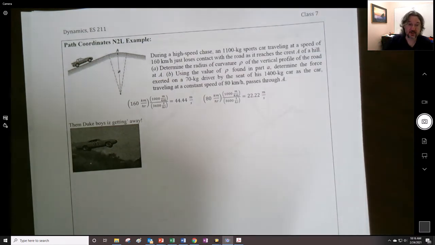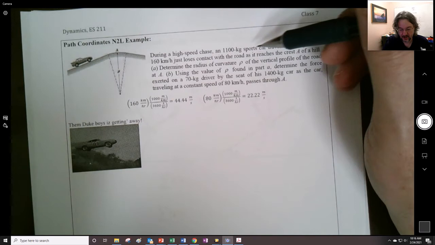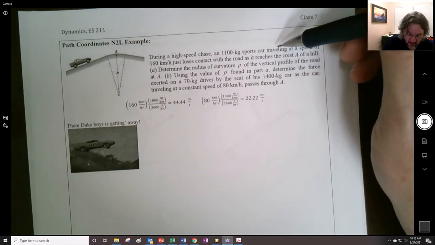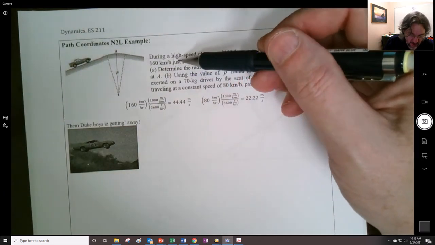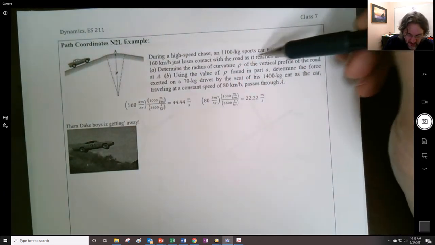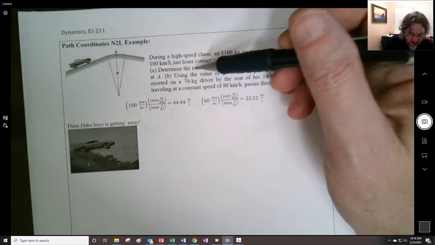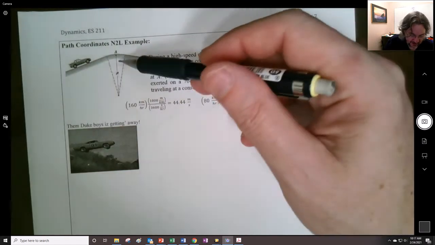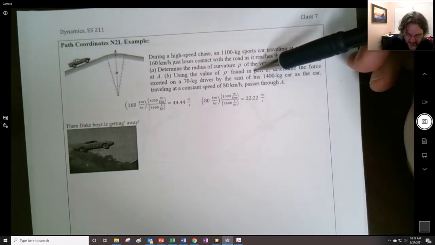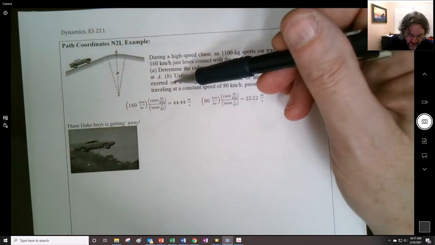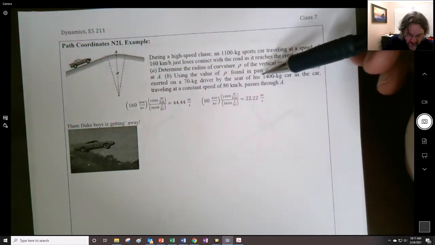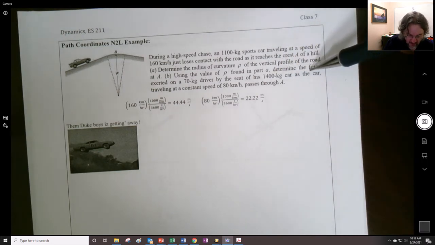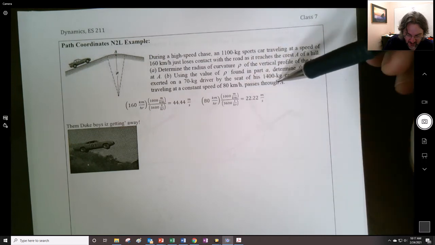During a high-speed chase, a 1,100 kilogram sports car, the Duke boys, traveling at a speed of 160 kilometers per hour, just loses contact with the road as it reaches the crest of a hill. Determine the radius of curvature of the vertical profile of the road at A. Using the value of this in part A, determine the force exerted on a 60 kilogram driver by the seat of his 1,400 kilogram car traveling at a constant speed of 80 kilometers per hour passing over A.